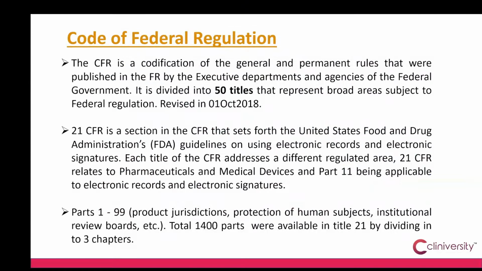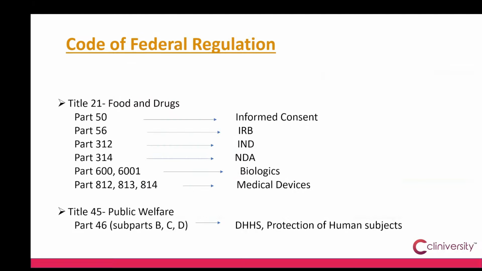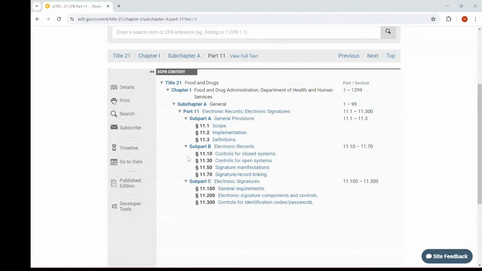Likewise, we have different parts like 1 to 99, and totally we have 1500 parts in Title 21, because when this presentation was made, it was 1400, and now we have 1500. So what are the important Code of Federal Regulations that you have to remember? 21 Part 11 is about electronic records that you need to remember. Then 21 Part 50 is about the informed consent process.